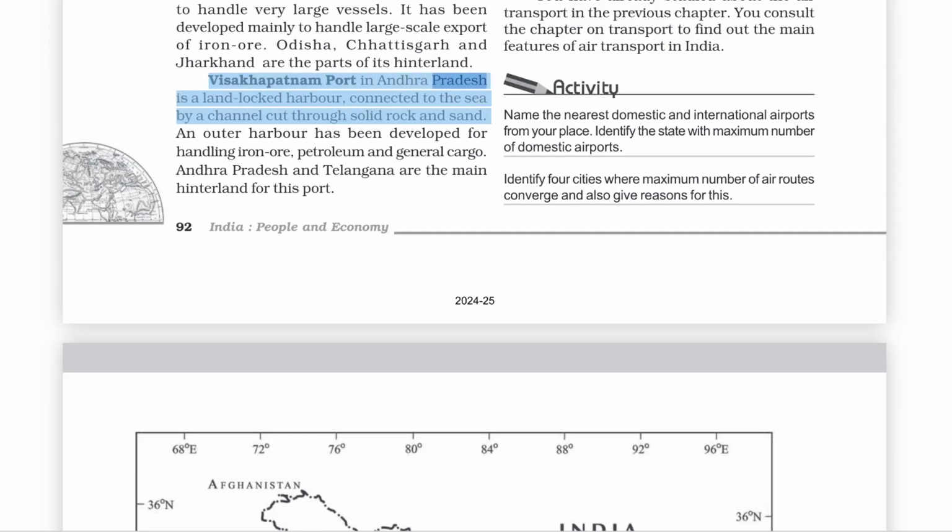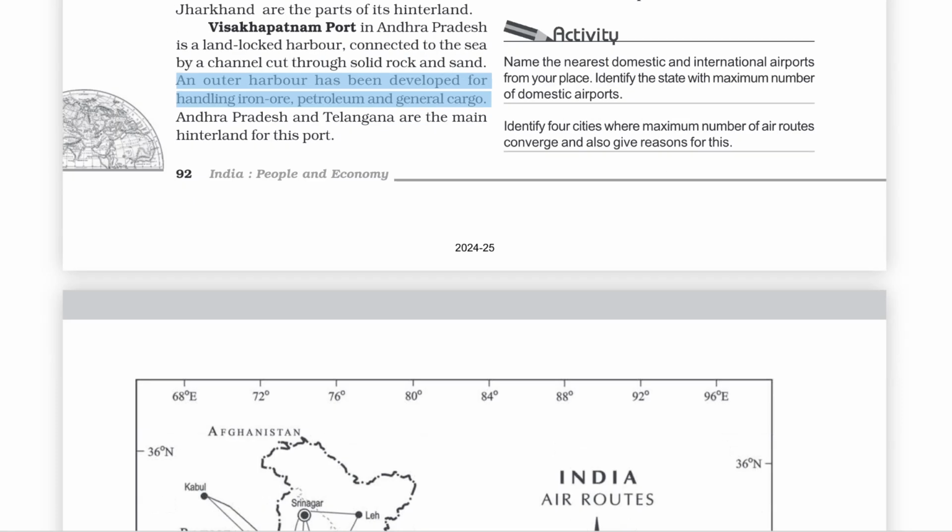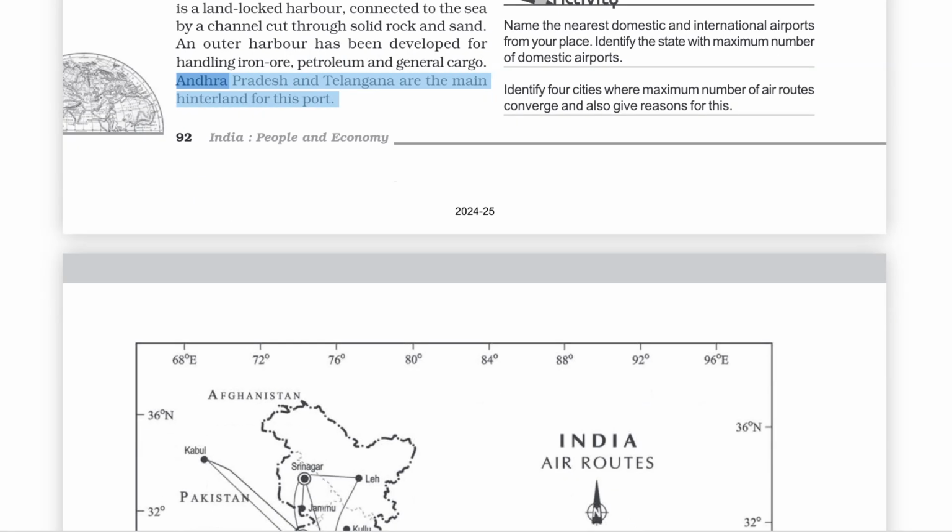Visakhapatnam Port in Andhra Pradesh is a landlocked harbor connected to the sea by a channel cut through solid rock and sand. An outer harbor has been developed for handling iron ore, petroleum and general cargo. Andhra Pradesh and Telangana are the main hinterland for this port.